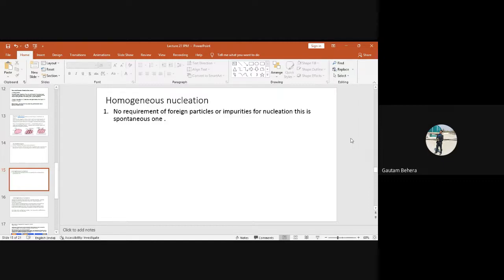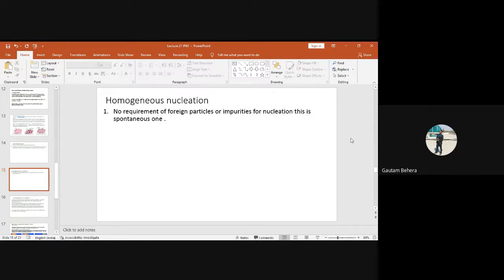Or in other words, can you tell me, if I talk about undercooling, which one will require more undercooling and which one will require less? Heterogeneous nucleation will require more undercooling, or homogeneous nucleation will require more undercooling? Let me see who can answer. Undercooling means you are taking the molten metal or alloy below the liquidus temperature, or below the melting point or freezing point. Or both will require the same undercooling.